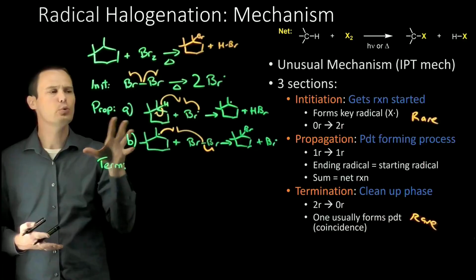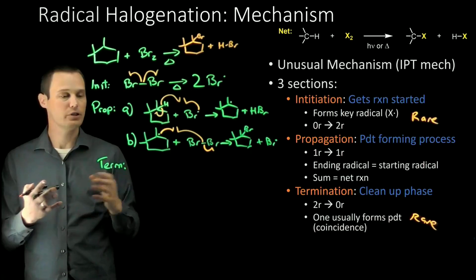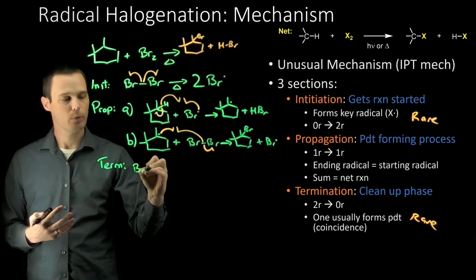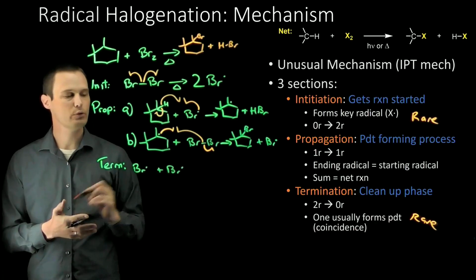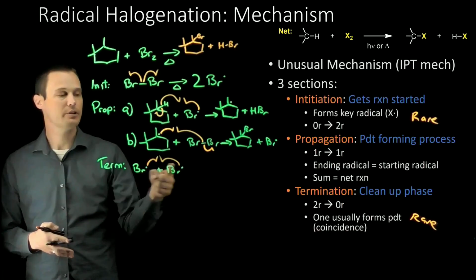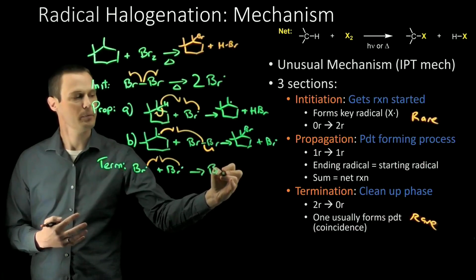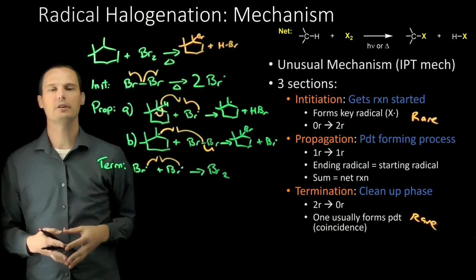Termination is when any 2 radicals in solution happen to find each other and combine to form a new closed shell paired electron species. The most popular one, everybody's favorite, is when 2 Br dots find each other. They form a new bond. We need 2 electrons for that bond, so we take 1 electron from each of the radicals, and we combine 2 Br dots to form Br2. It's essentially the reverse of this initiation.